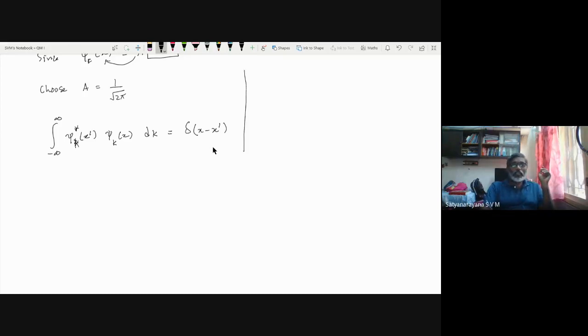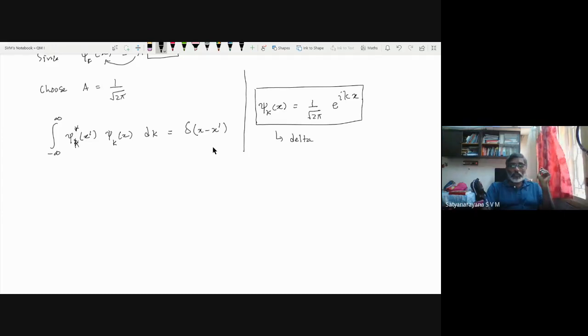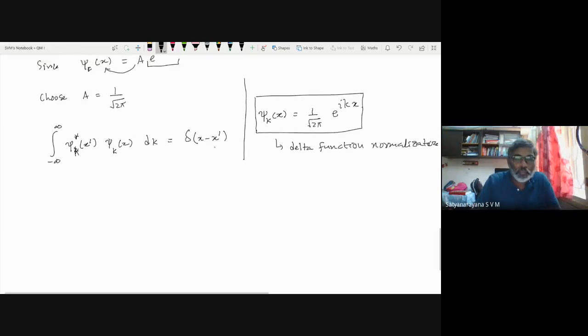So if you have this extended normalization, then we get this psi k of x as 1 over root 2 pi into e power i k x. Okay, so this is extended normalization, or it is called delta function normalization. And it is this normalization that is used mostly for position basis, because this is also consistent with the definition of the Fourier transform.